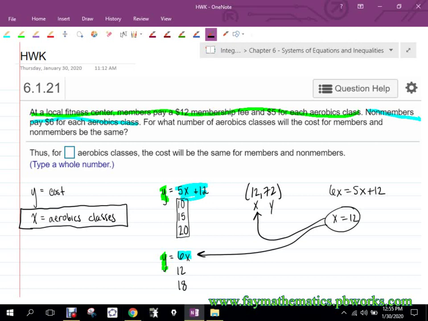Questions on that one? Boston, does that suck less than it did before? Okay.